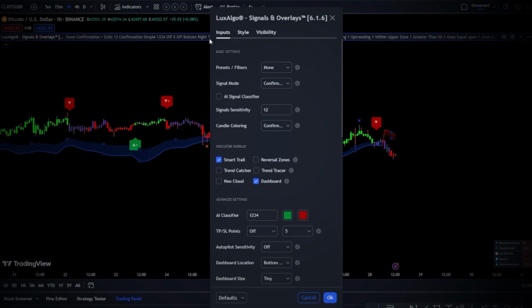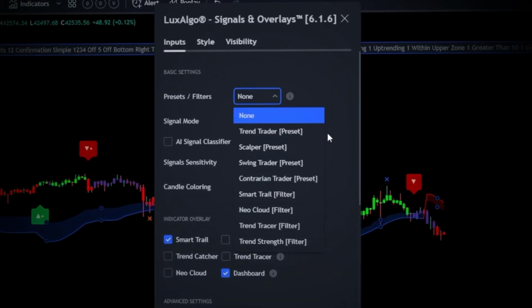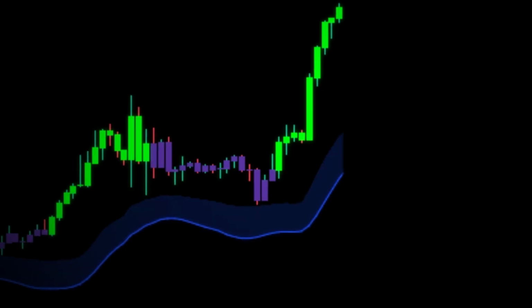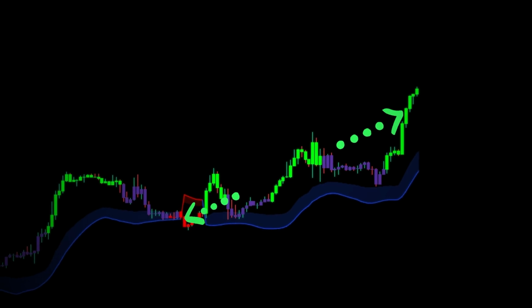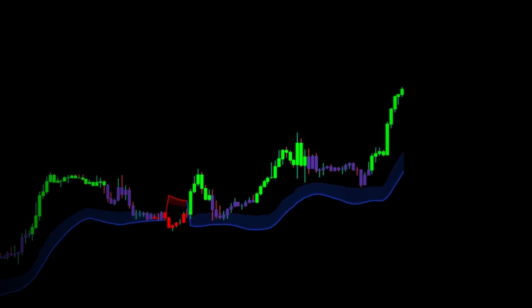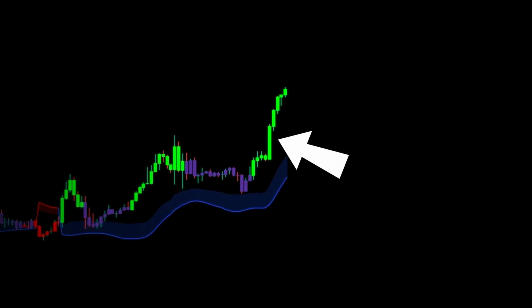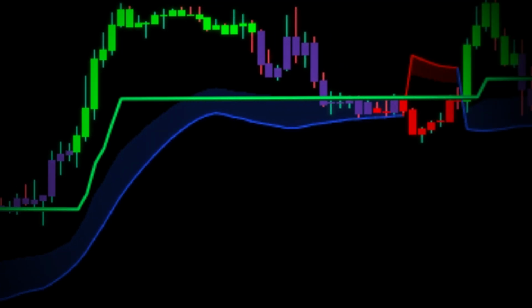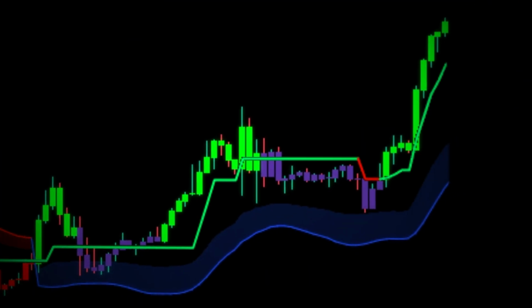If we go to the settings of the indicator and click on the presets, we'll have these options to choose from. For our first example, we're going to use the trend trader. One way we can take trades is by waiting for a trend to be established. So on this chart, we can see that all recent candlesticks are colored green. This suggests a strong uptrend. This is also supported by the trend catcher, as it's also in a green color, providing confluence for our bullish signal.